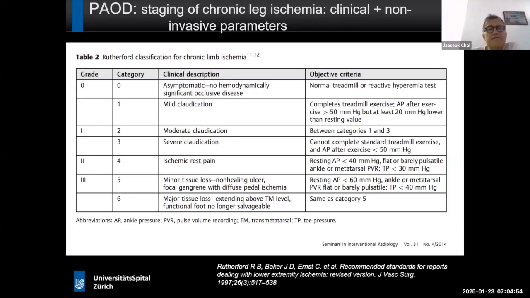Later on, this staging system has somewhat been modified, introducing non-invasive tests like the ABI and the pulse volume recordings here. It's a bit more complicated, but basically the structure is the same. Asymptomatic, moderate, severe classification. Stage 3 now is called stage 2, 4. In categories is ischemic pain, and 3 is the tissue necrosis, minor and major.